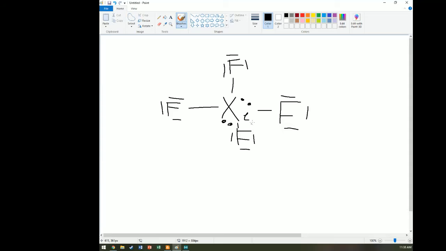But as we can see here, that's an example of an expanded octet. Xenon has 8 valence electrons normally, which would form normally no bonds, so it's an exception to the octet rule. However, since there's no formal charge on it, it's fine.